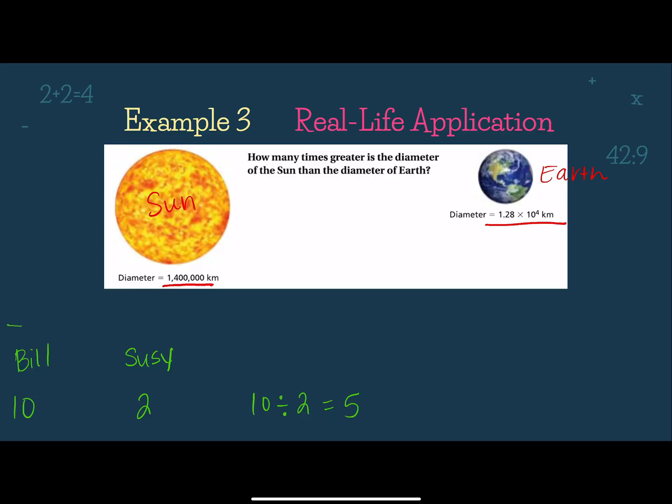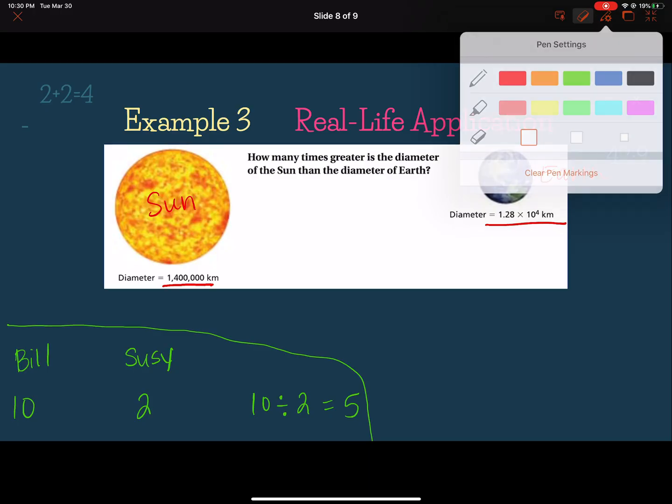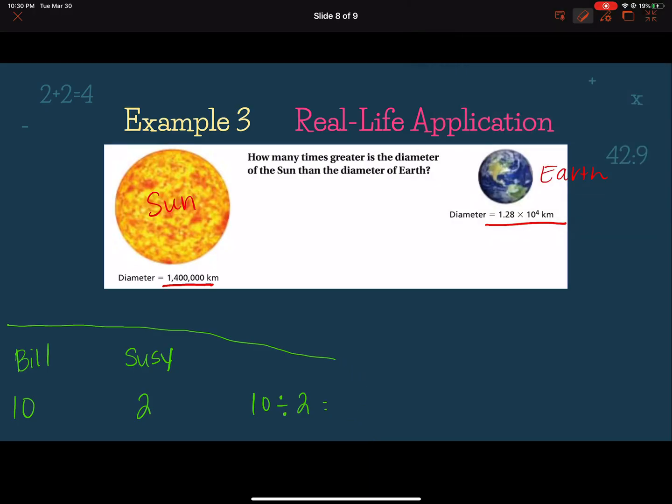Sometimes if you think of it with smaller numbers this way, then it makes it a little bit easier to figure out what operation you're using. Because if you just read the question, sometimes it can lead you astray. Because that says, right here, the word times. And that makes you think you're multiplying, but you're actually not, because it says how many times greater is this one than this one. So I'm actually dividing.